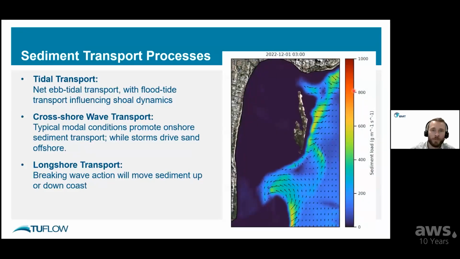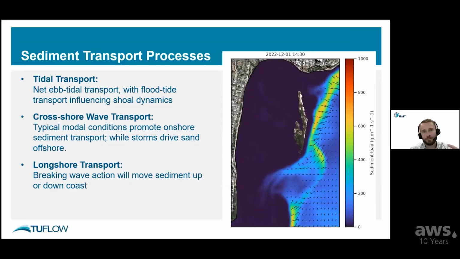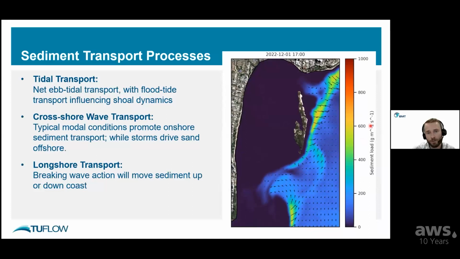What this might look like in our model is this. This is a short animation of a 24-hour period during quite stormy wave conditions. There are waves coming from the southeast in this case, so you can see that that's causing this kind of longshore transport going northerly.